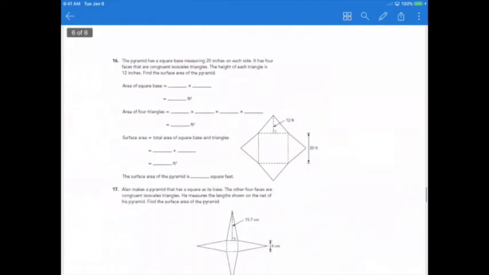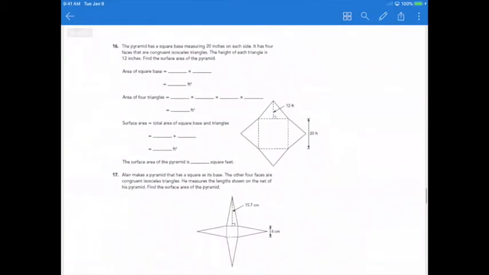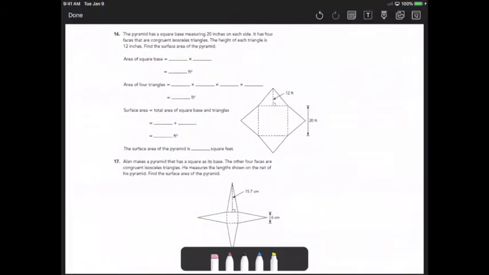Okay, let's try another one. So you have 2 to do here. You don't need to worry about this. This part here, you don't have to fill it out. This one, the bases are 20, the height is 12 for the triangles. This one, you're going to need a calculator. The base is 6, the height is 15.7. So go ahead, pause it, and then hit play when you're ready.